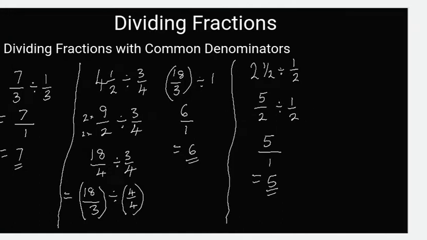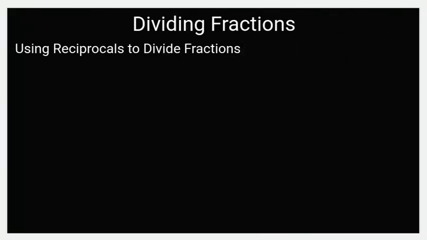Let's go to another way of dividing fractions, which I prefer. So this is using reciprocals to divide fractions. All right, let's understand this with some examples. We have 3 over 4 divided by 3 over 8. Now, what's a reciprocal? A reciprocal of a fraction is when you turn the fraction upside down. You turn a fraction upside down. So a reciprocal of 1 over 4 will be 4 over 1.